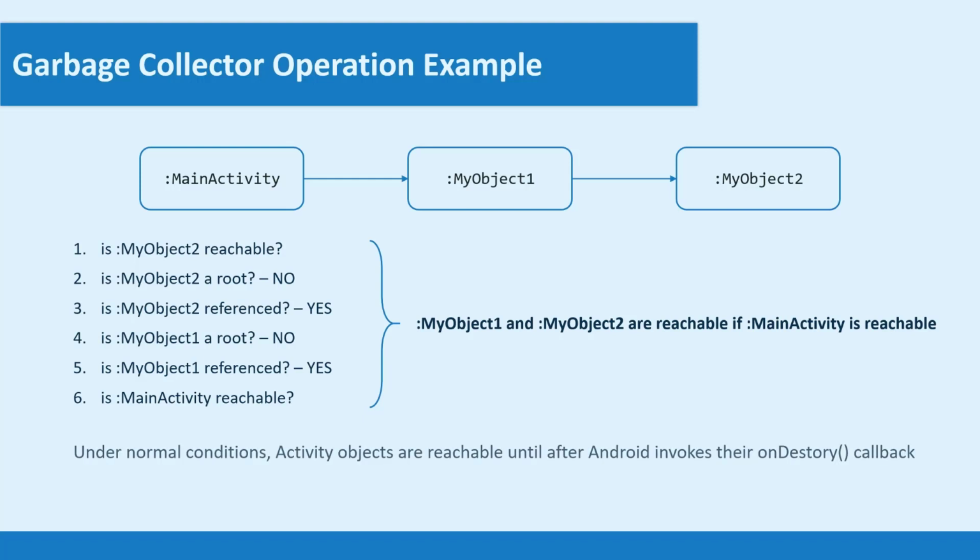And under normal conditions here means that you don't do anything bad with your code. So under normal conditions, activity objects are reachable until after Android invokes their onDestroy callback. So until activity's onDestroy returns, activity object is reachable, and all the other objects it references, even transitively, will also be reachable and will not be cleaned by garbage collector.